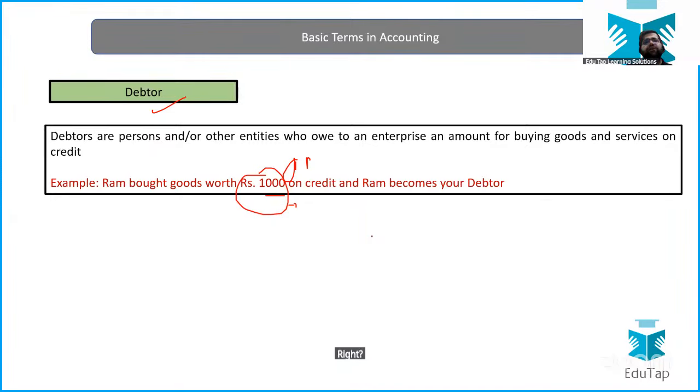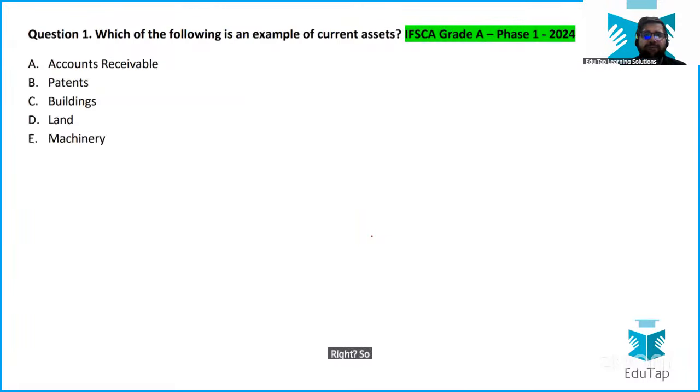Tell me, the bills of credit card will be your current liability or a non-current liability. It will again be a current liability. Right. So I think we have completed all of this.